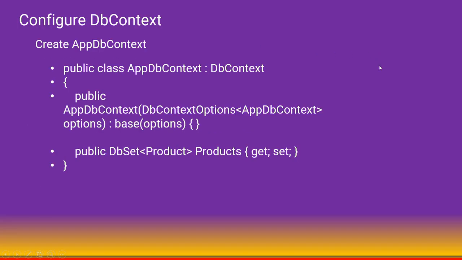Next, create your database context class, AppDbContext. This class inherits from DbContext and exposes a DbSet of Product to let Entity Framework know that we want to create a table for the Product model. Don't forget to register this context in your Startup.cs or Program.cs using dependency injection.